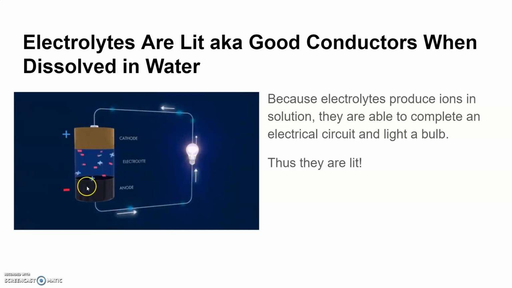If there were no ions here, then the charge wouldn't be able to flow completely through. The charged particles will just stop. But because there are ions here, it allows this flow of electrical current to continue. All right, so it's the fact that they have ions that allows the current to continue, and that's why they're good conductors, and that's why they're lit.